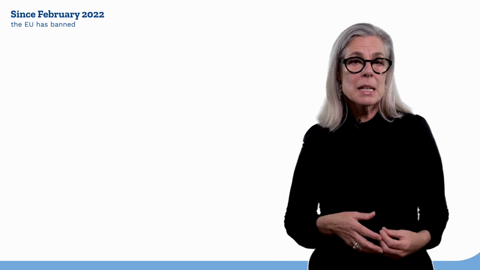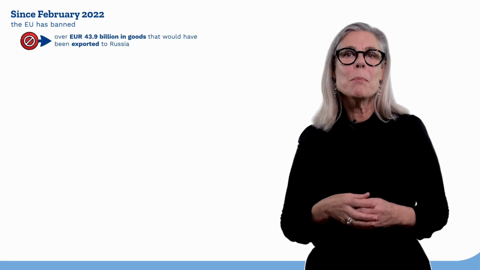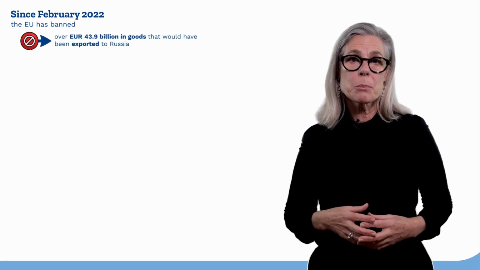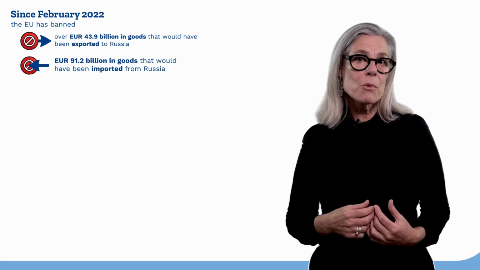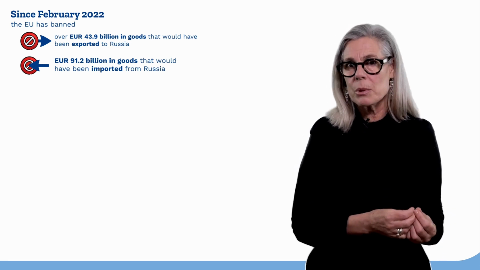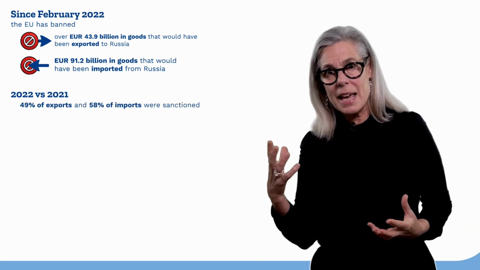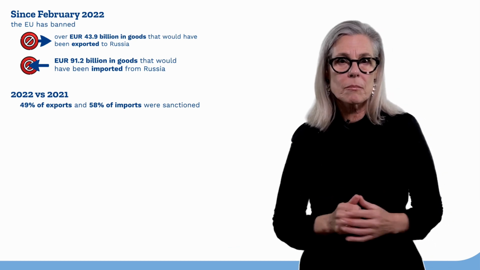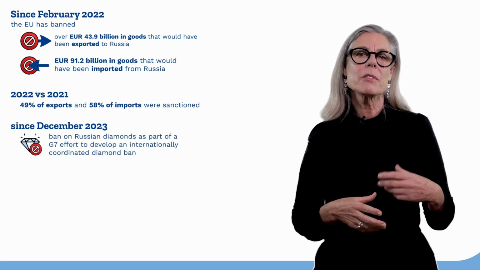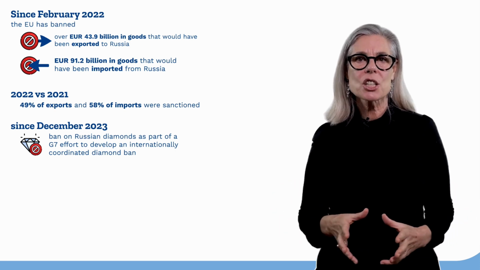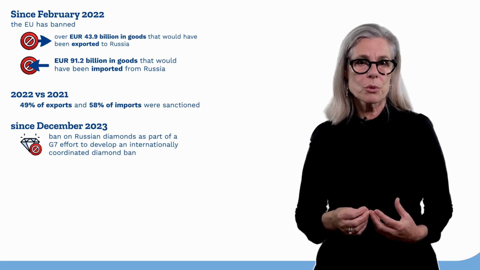According to the European Commission, since February 2022, the EU has banned over 43.9 billion euros in goods that would have been exported to Russia, and 91.2 billion in goods that would have been imported from Russia. This means that in comparison with 2021, export and import volumes, 49% of exports and 58% of imports were sanctioned. Since December 2023, there is also a ban on Russian diamonds as part of a G7 effort to develop an internationally coordinated diamond ban that aims to deprive Russia of this important revenue source.